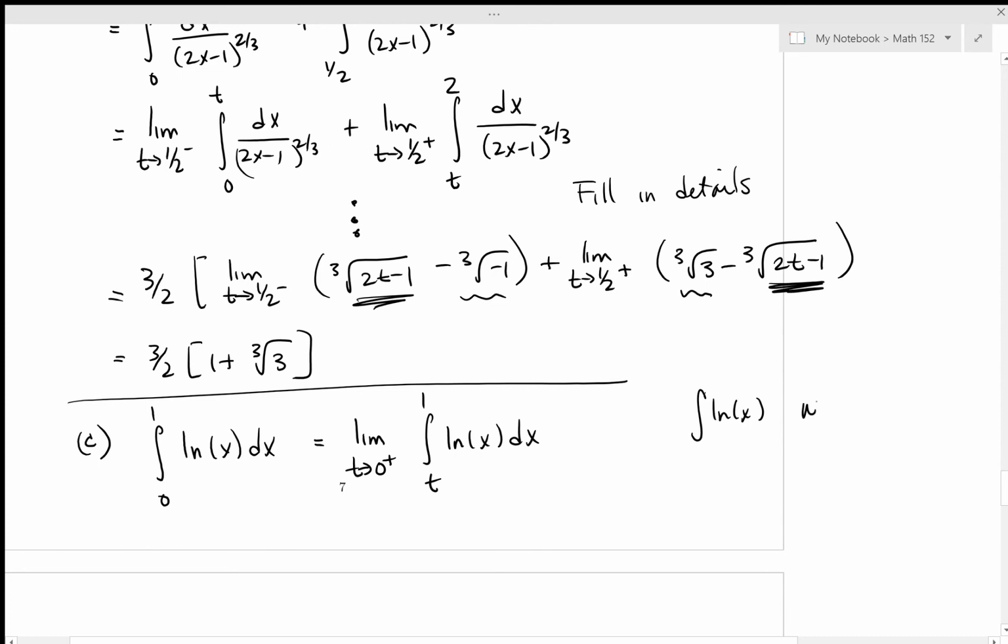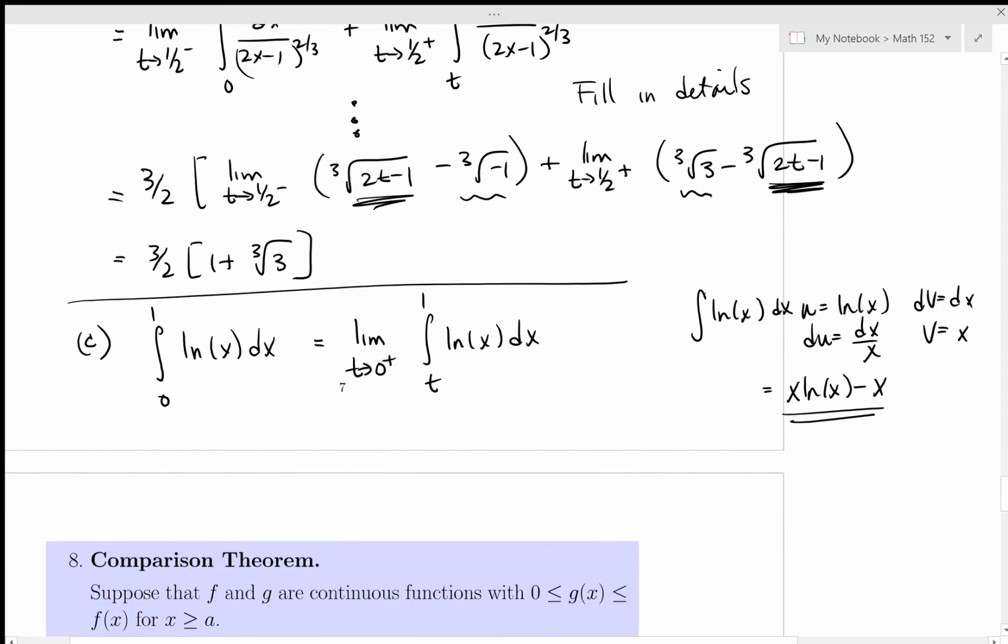So we went by parts. u equals log x, du is equal to dx over x, and dv was equal to dx, and v is equal to x. And that allows us to integrate this guy, and we find out that it's x log x minus x. Okay, so that is the integral of log x. I'll be using that right here. So this will be the limit as t goes to 0 from the right of x log x minus x evaluated at t and at 1.